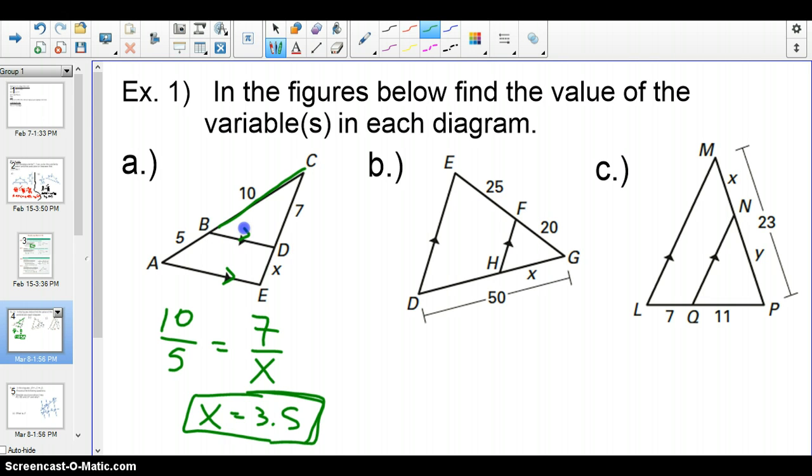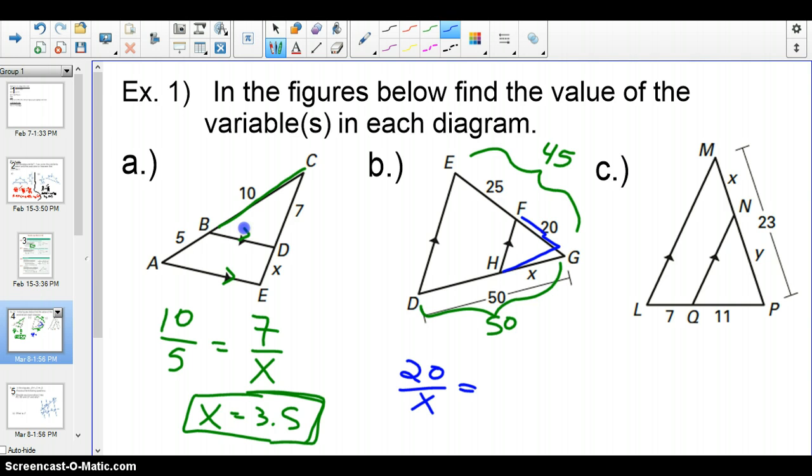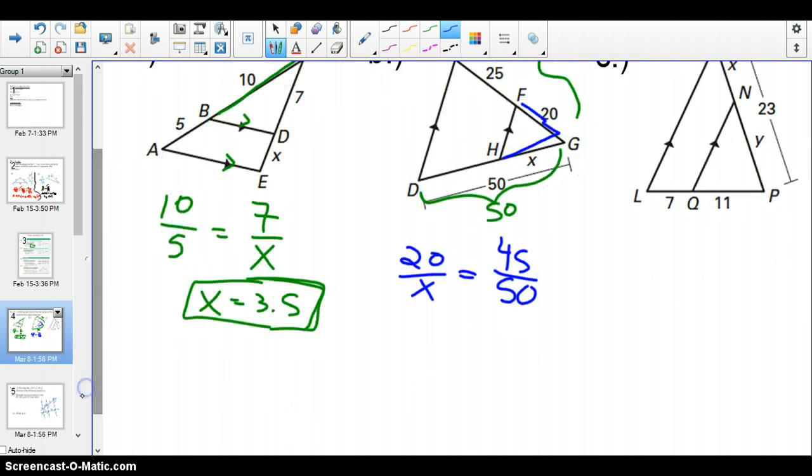Part B here is the same situation. It's a little bit different because what they're giving you is this length of the whole side here. So this length is 50. What I'm going to do is find the length of the other whole side, and then set up a proportion that way, which is 45. So I know 20 is to x just like 45 is to 50. That's a completely appropriate proportion to set up, but again, there's probably several others you could set up. X turns out to be 200 over 9.